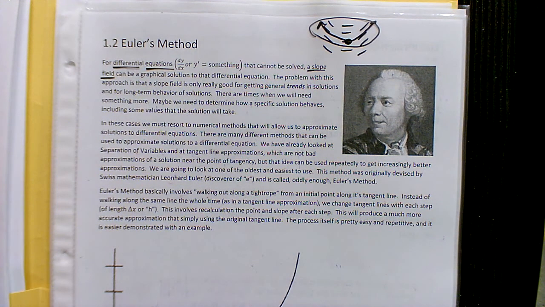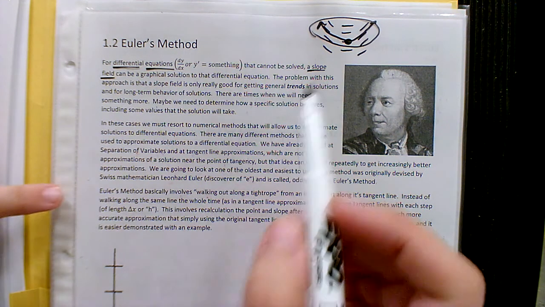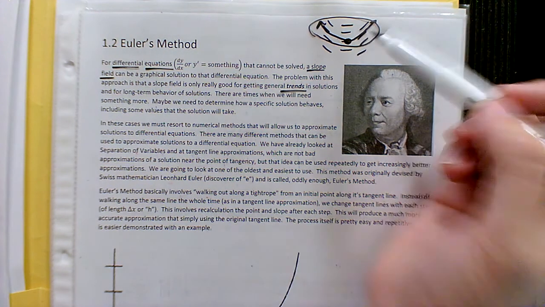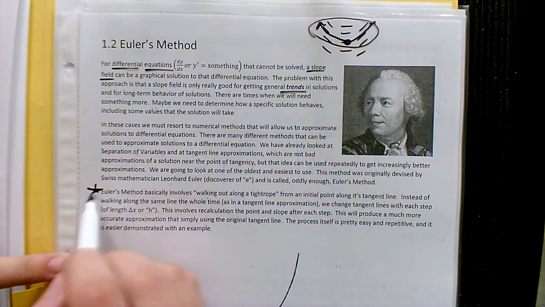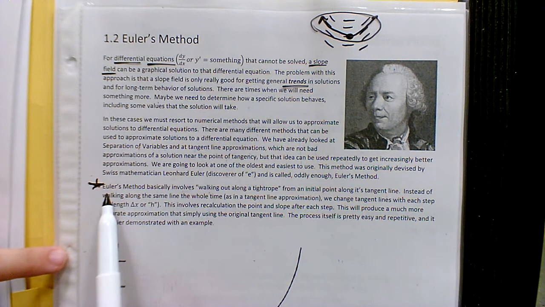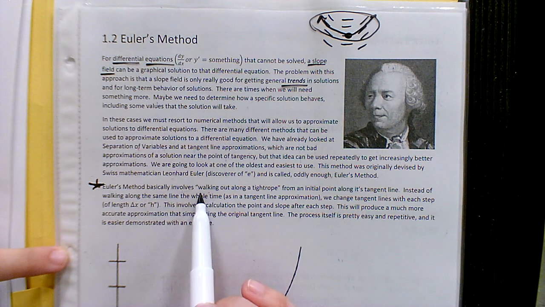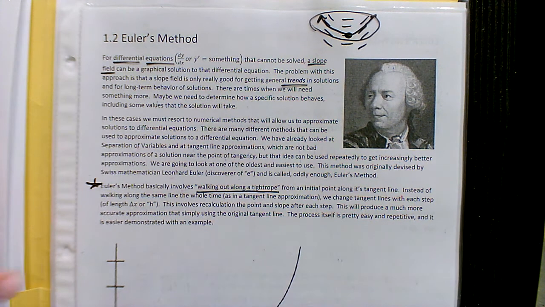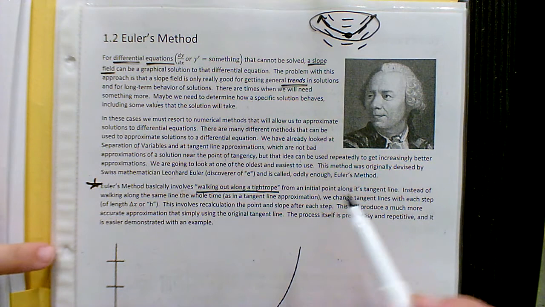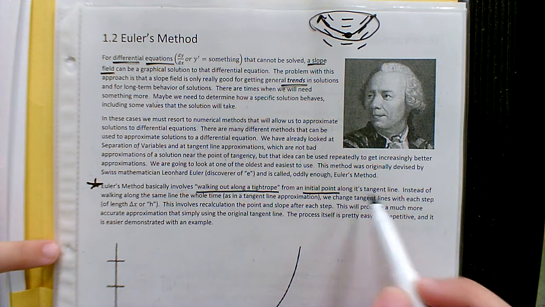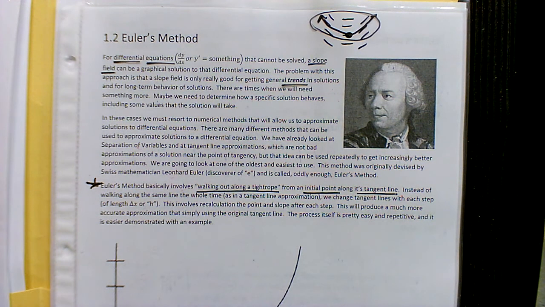But what Euler's method did, he was looking at trends in solutions, looking at those slopes. We're going to go down to the third paragraph for a second. Euler's method basically involves walking out along a tightrope, walking out along one of these slope field lines from an initial point along its tangent line. But instead of walking along the tangent line for the entire graph, he jumps from tangent line to tangent line, which is creating a more accurate curvature to your solution curve.